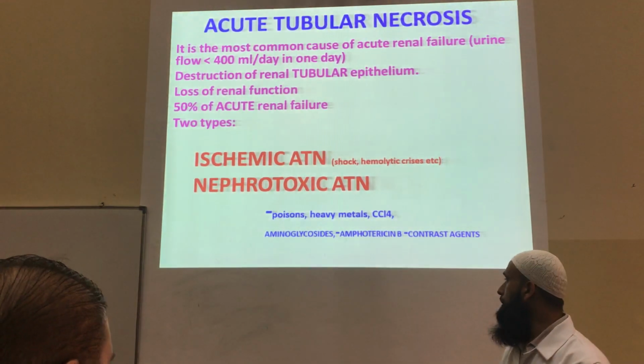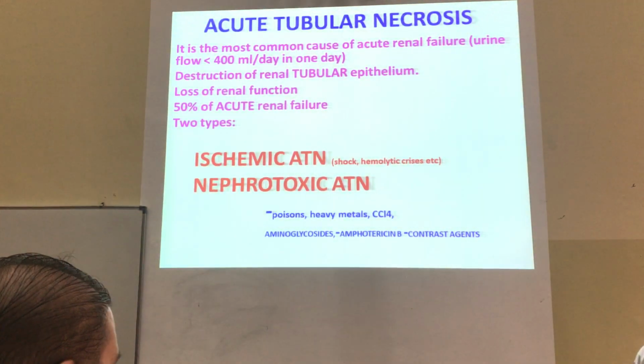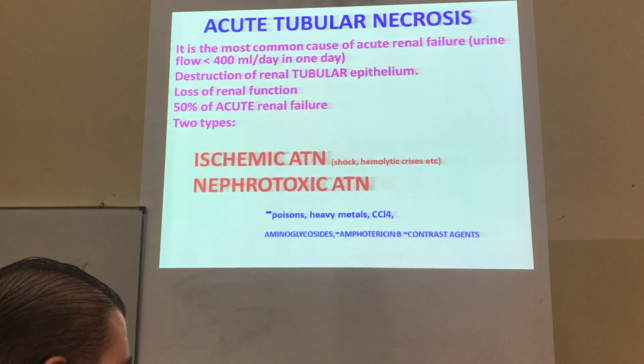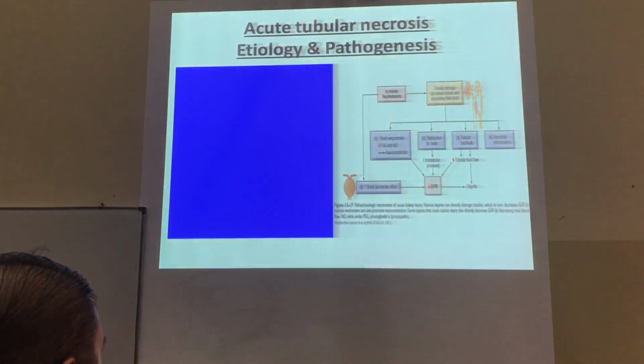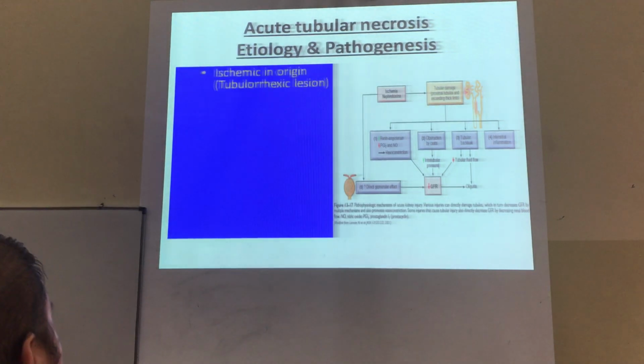all these things use these dyes, also called contrast agents. So they are sometimes damaging to the kidney, causing tubular necrosis. So out of these two types, the first one is ischemia. Ischemia can be caused by shock or any hemolytic crisis. So we will go through this etiology and pathogenesis.